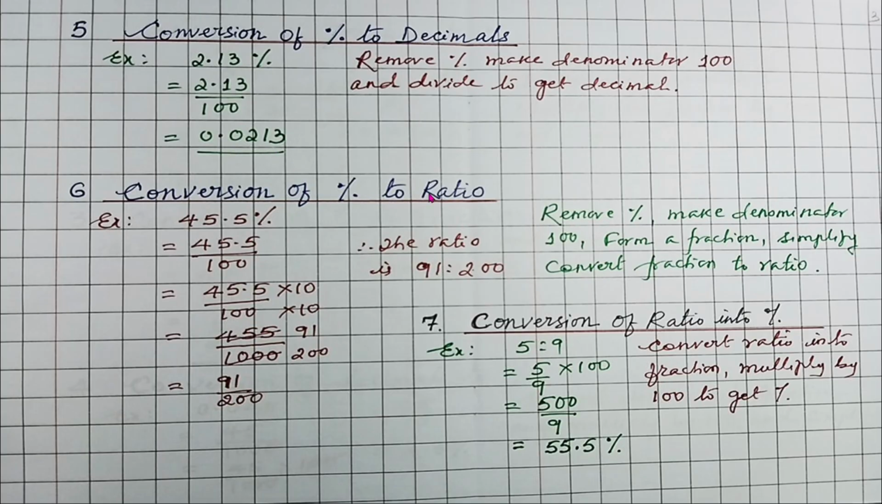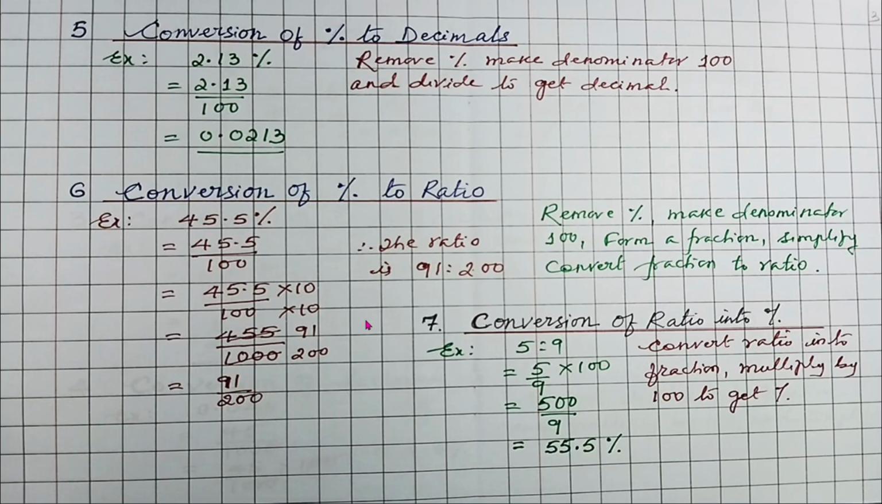Now, conversion of percentage to ratio. We are given a percentage, 45.5%. Convert it into a fraction. We have 100 in the denominator here, and multiply by 10 so that the decimal is removed in the numerator. So we get 455 divided by 1000, and dividing by the HCF we get 91 by 200. 91 by 200 is the simplest form of the fraction, and 91 is the numerator, 200 is the denominator.